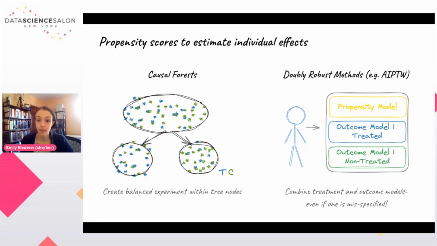Another approach is doubly robust methods. Such methods provide a framework for combining individual level predictive models of the treatment likelihood and the outcomes under different treatments. And they come with this neat, miraculous property that they're robust to misspecification of either the propensity or the outcome model. That is, to a certain small extent, we're actually allowed to be a little bit wrong and still recover a credible result.